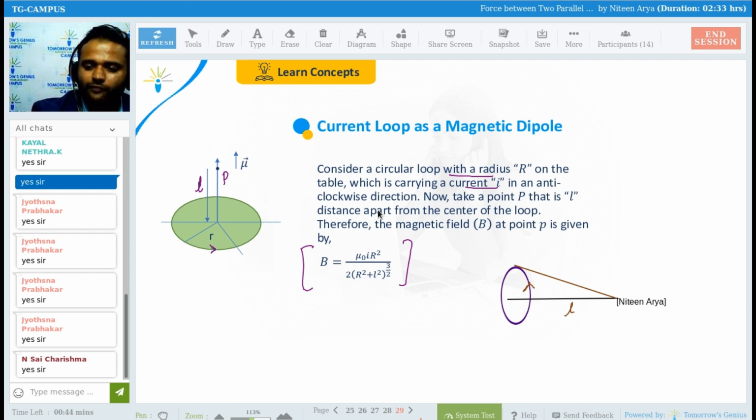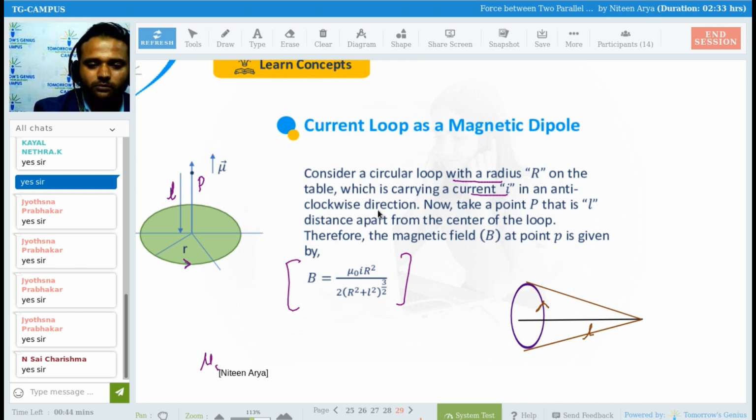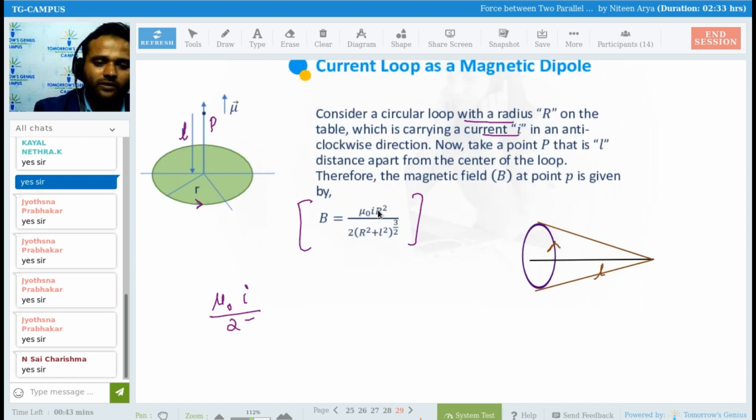Simply that is going to be mu naught I upon 2 pi d, but that is not going to be the case because it is a circular loop. For a circular loop, what is the formula for magnetic field? If I am not wrong, mu naught I upon 2 pi r. But this r is not the simple one. Here it is r cos theta.